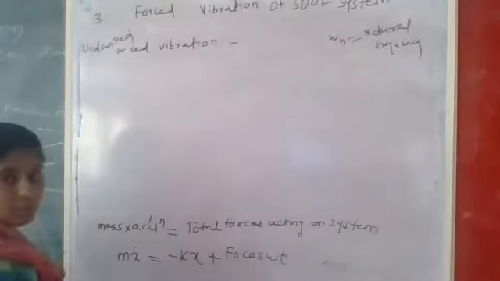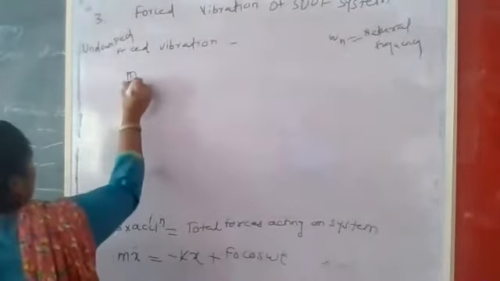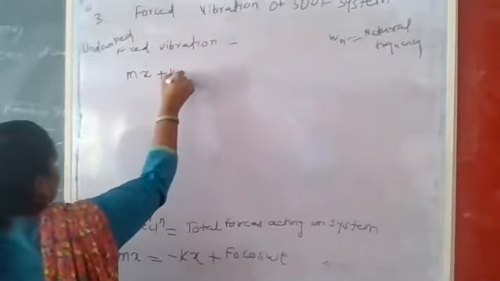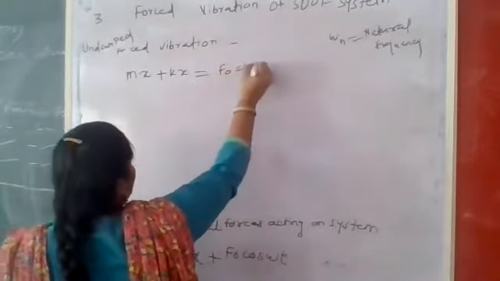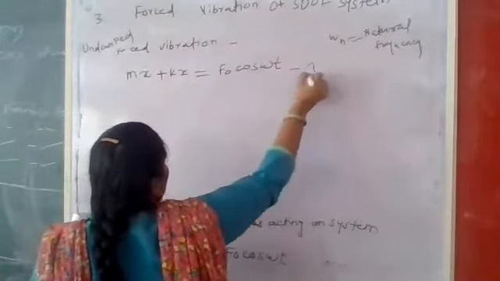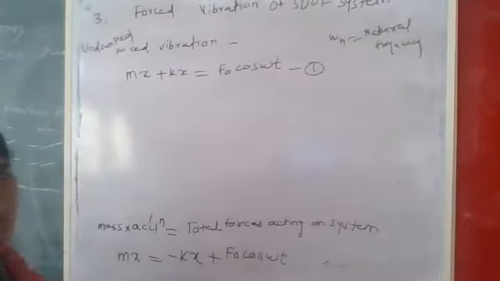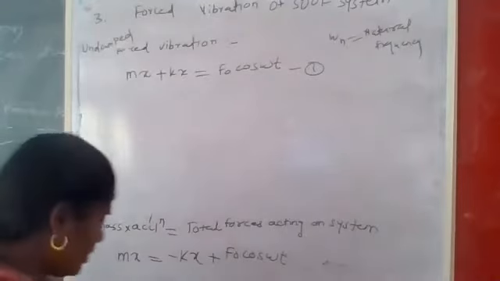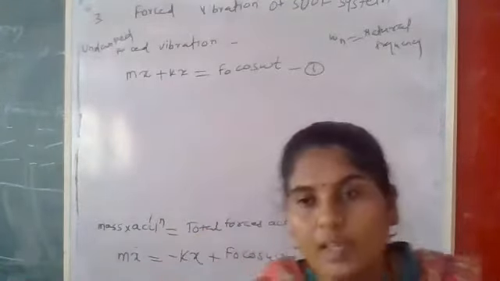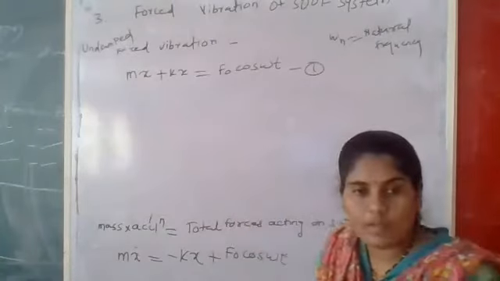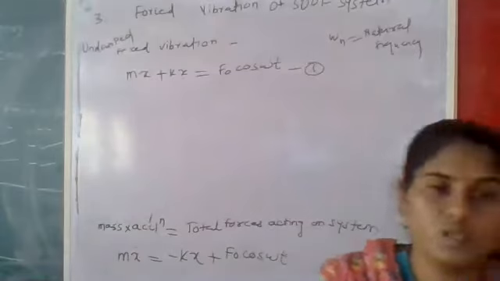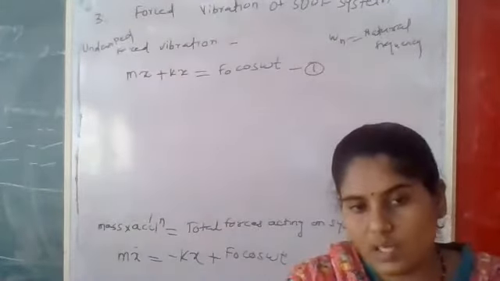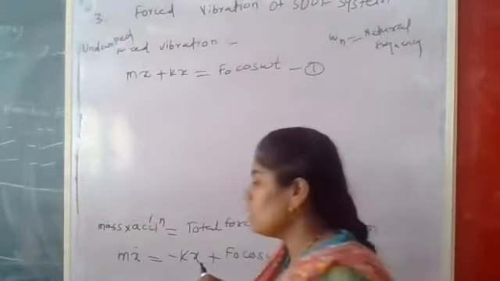Which equation will be produced now? You should write m x double dot plus kx equal to the remaining term, that is F naught into cos of omega t. That is equation number 1. Write that as equation number 1. We have already discussed this forced vibration. Forced vibration is produced because of two stages. Which are these two stages? One is with respect to the steady state and the second one is with respect to the transient state.